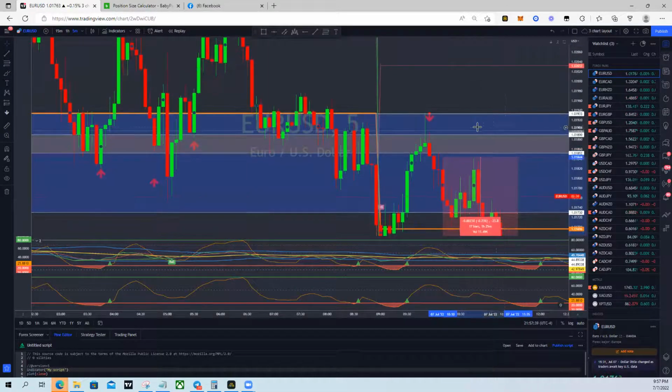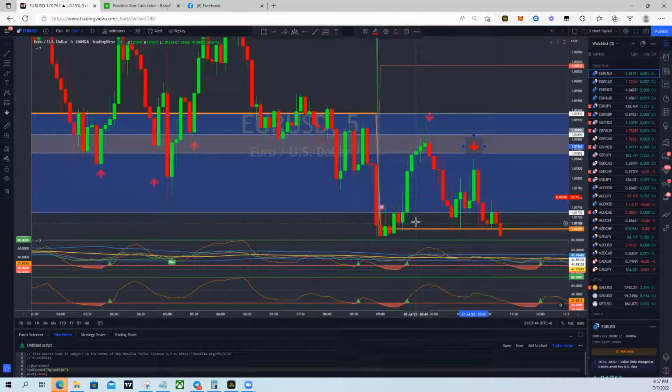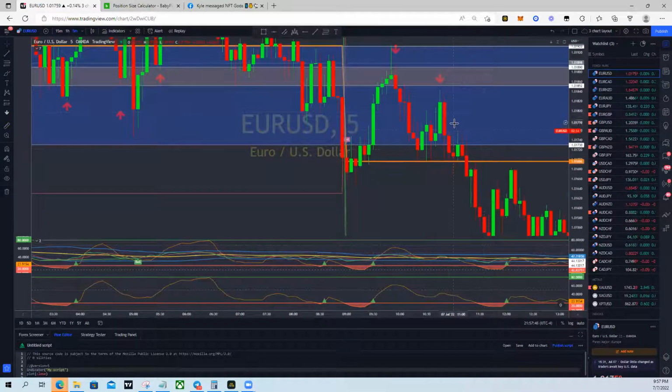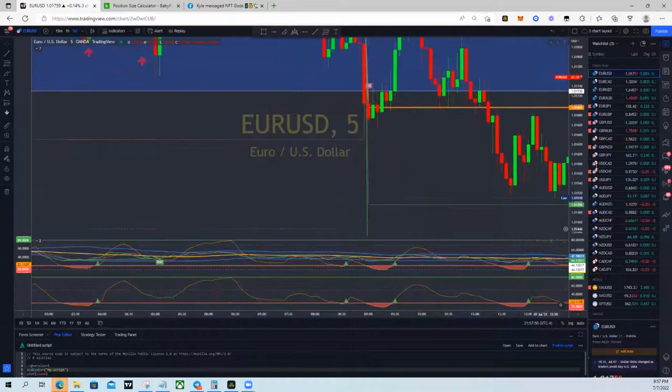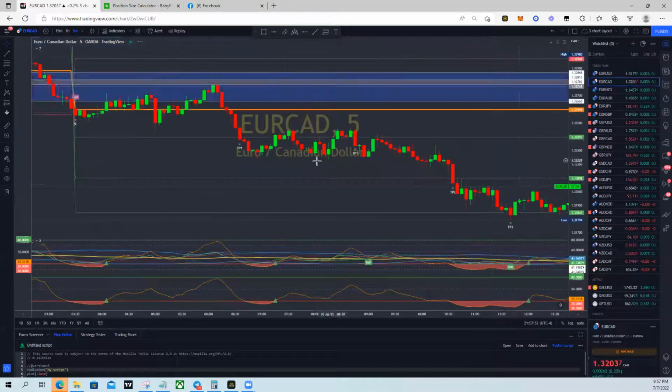easily. And then it came back up once again. It didn't quite touch the zone, but it came back to the zone once again. Break outside the zone, you catch a trade all over again, another 30, 40 pips to the downside. That's Euro USD. Let's go to another pair.